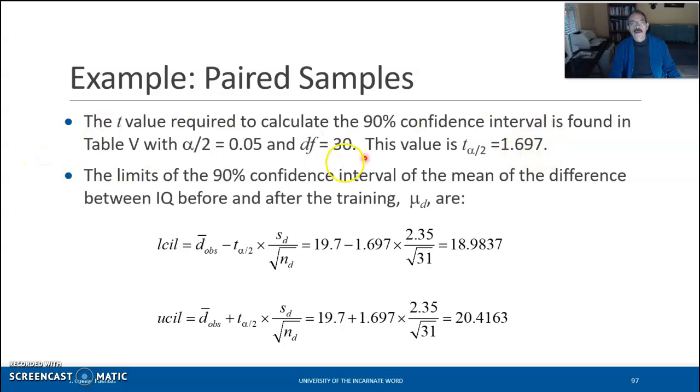All right, with that value, we use these formulas that we have for the upper and lower confidence interval limits, and we plug in the sample average, the t alpha over 2 value, the standard deviation, and we divide that by the square root of the sample size. If you carry out those calculations, you find that the lower confidence interval limit is 18.9837, and the upper confidence interval limit is 20.4163. All right, what do these numbers tell us?